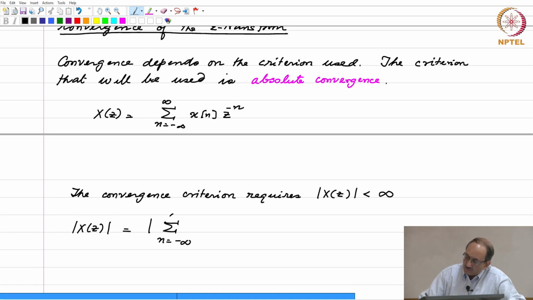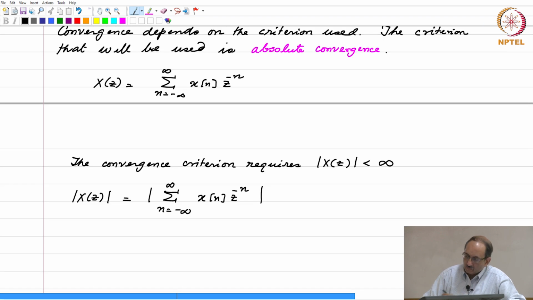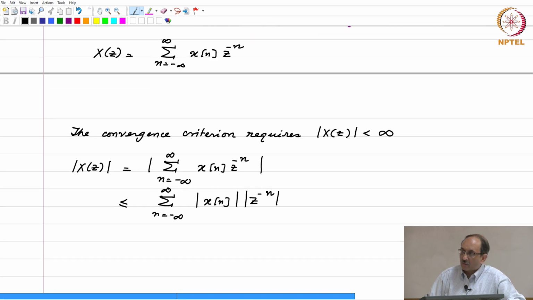So, this is the absolute value of the summation over all n of x of n times z to the minus n, and then since the absolute value of the sum is always less than or equal to the sum of the absolute values, you have this less than or equal to the summation over all n of mod x of n mod z to the minus n.